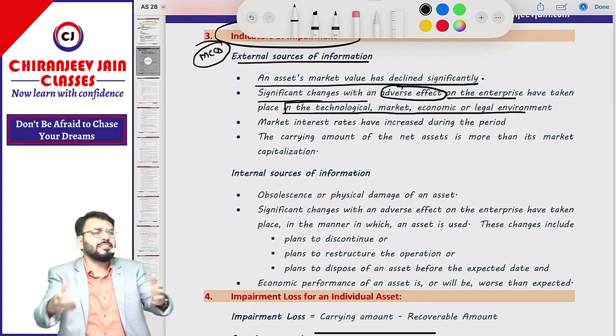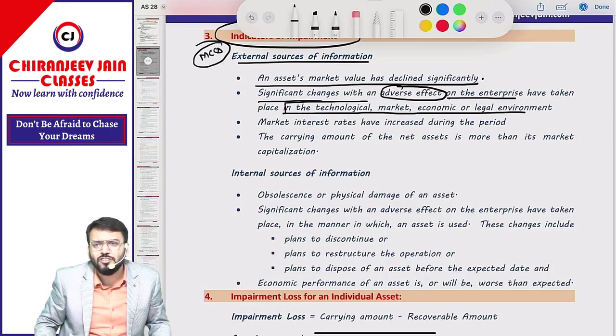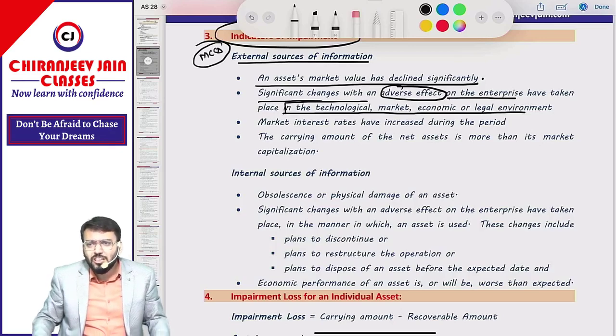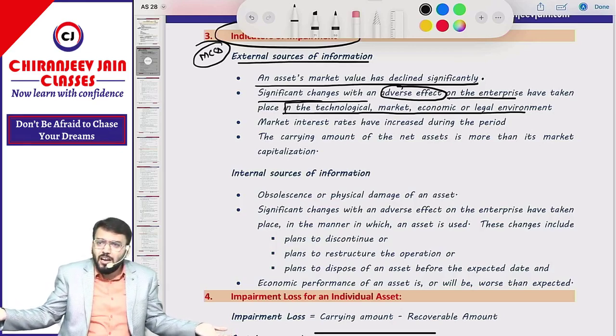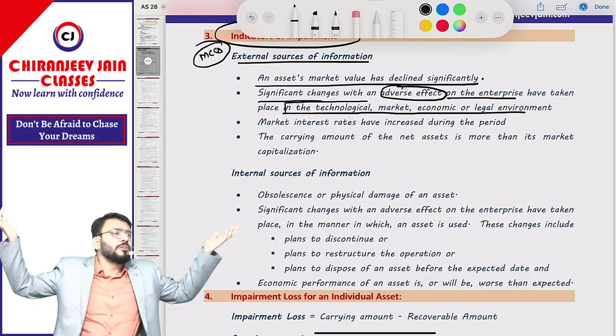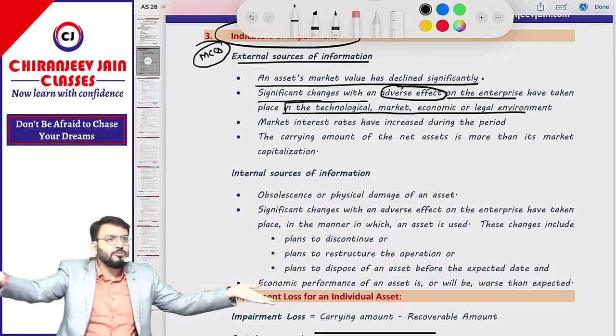Simple example, best example I will say, COVID-19. COVID-19 happened, the market went into recession. We were doing okay, and suddenly COVID-19 came, our face-to-face classes closed. All assets were not in use.